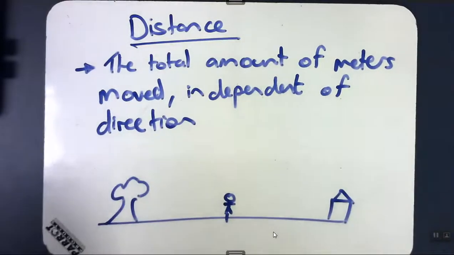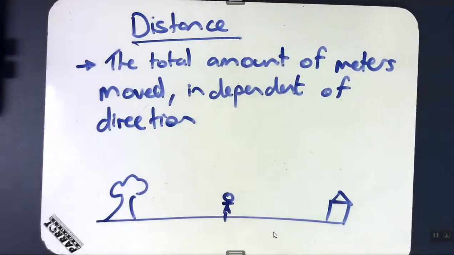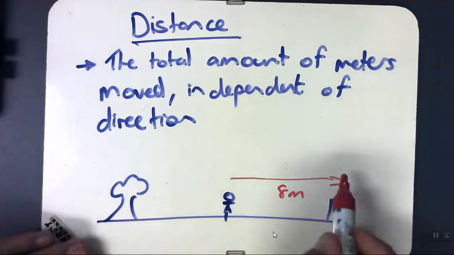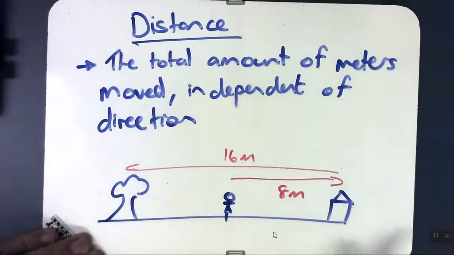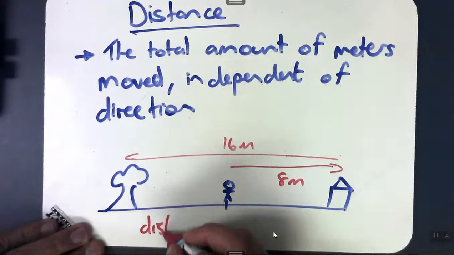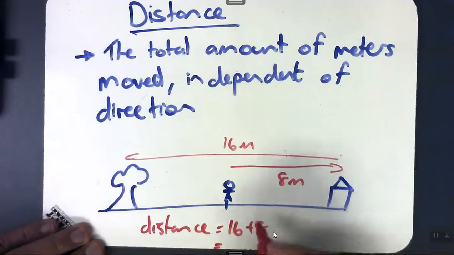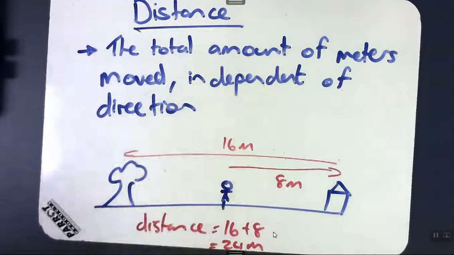Now, distance is the total amount of meters moved independent of direction. So if our guy walks 8 meters to the house, that's 8 meters, and then he walks 16 meters to the tree from the house, his total distance is 16 plus 8, which is 24 meters. And that is distance. It's the total amount of meters traveled or moved independent of direction. Therefore, we just add everything together.